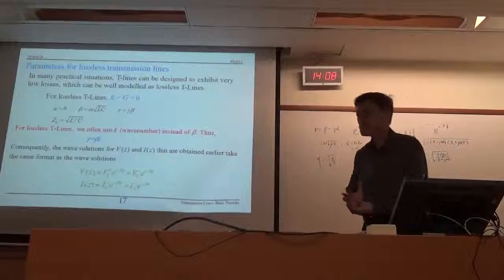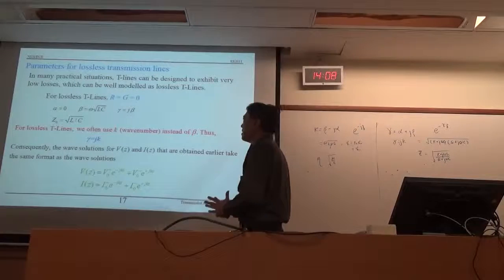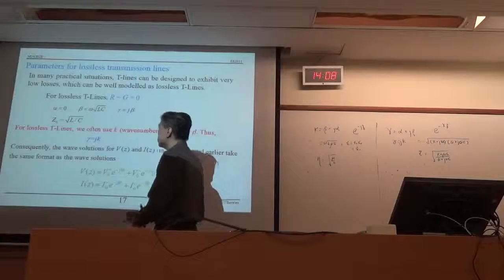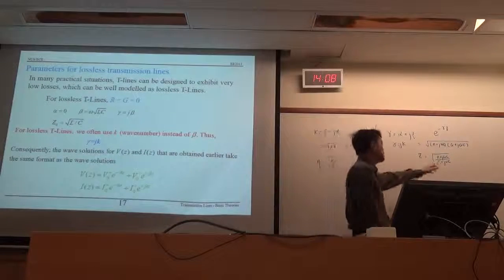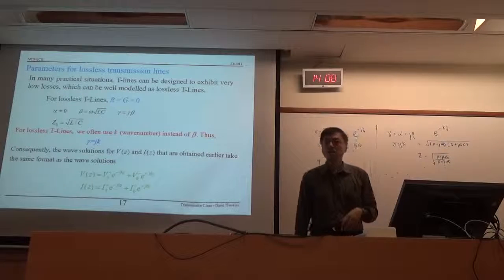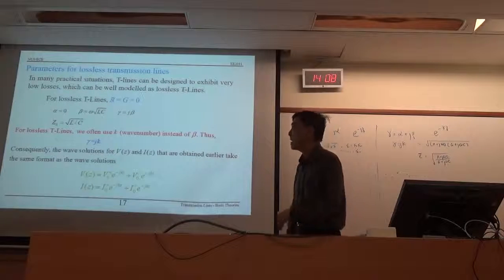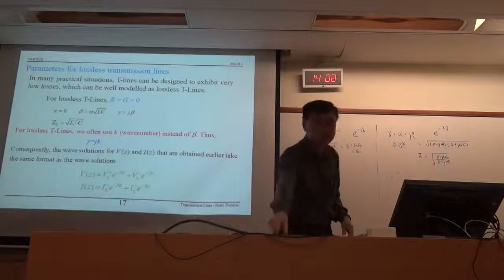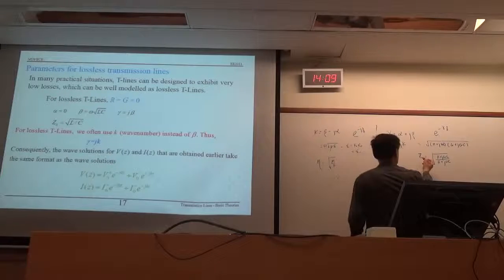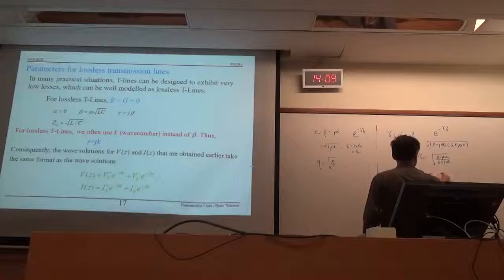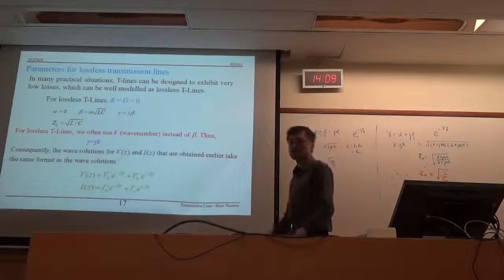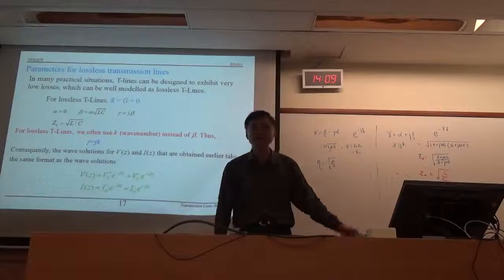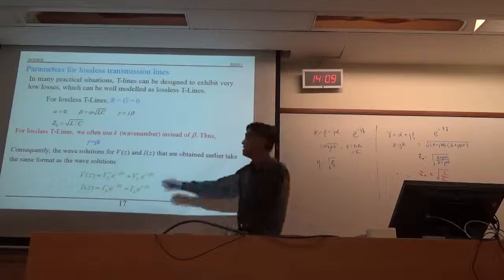Now, for a lossless line, when R equal to G equal to 0, then Z0 for the lossless line is equal to only the square root of L over C, because if R equal to 0 and G equal to 0, the j omega cancels off, and it is equal to L over C.